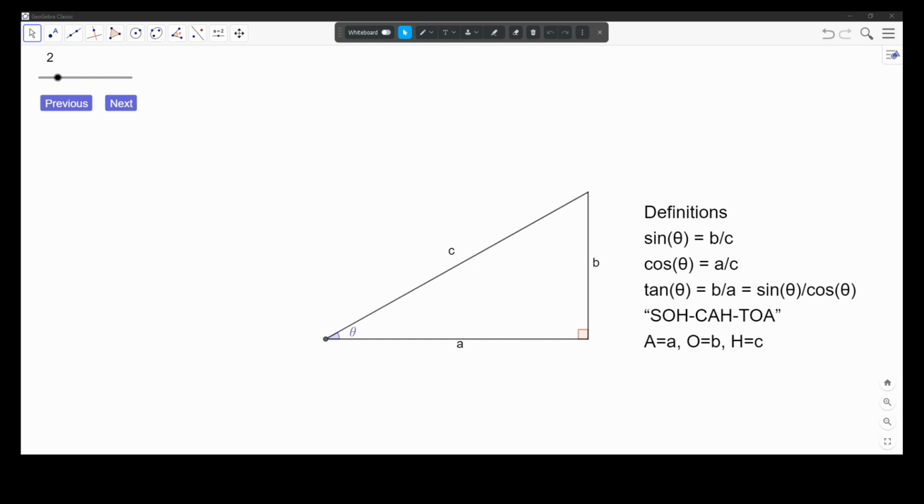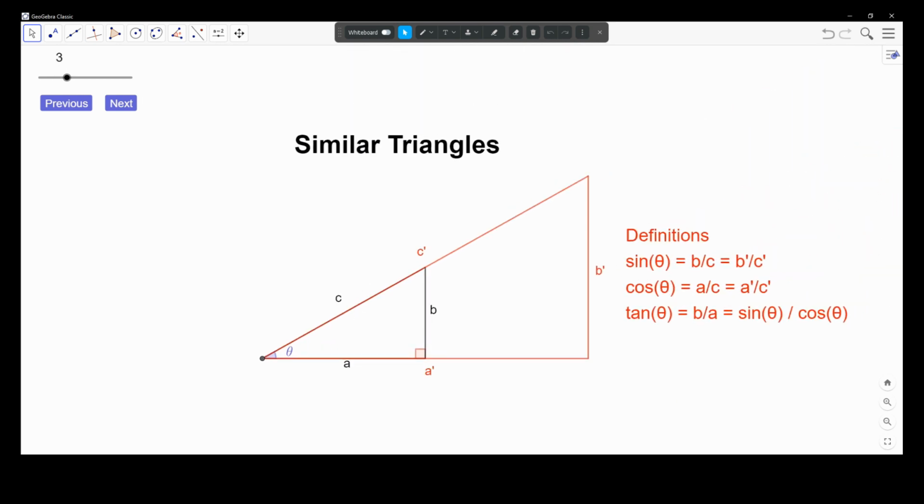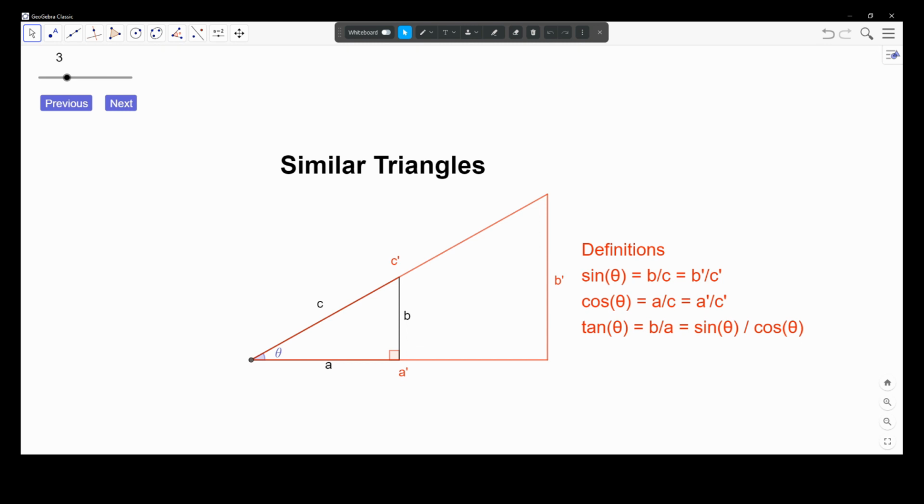Okay, so now we'll discuss a concept which allows us to simplify our discussion: the concept of similar triangles. Similar triangles are ones where we simply scale the lengths of the sides. We hold the angles constant and we just scale the lengths of the sides.